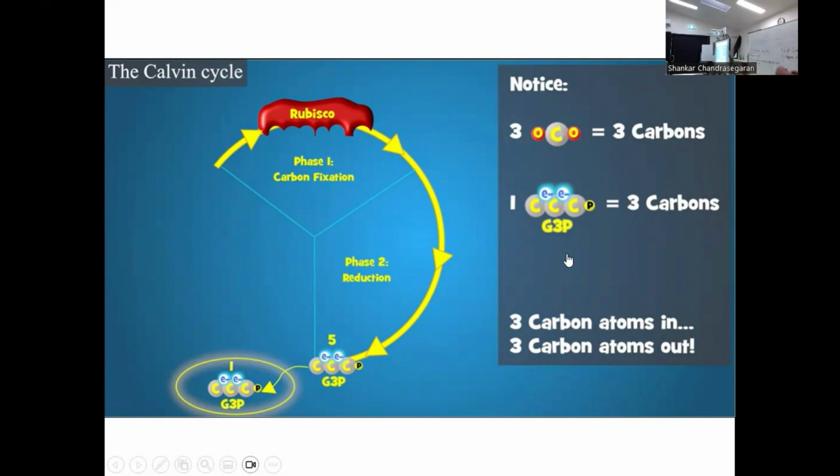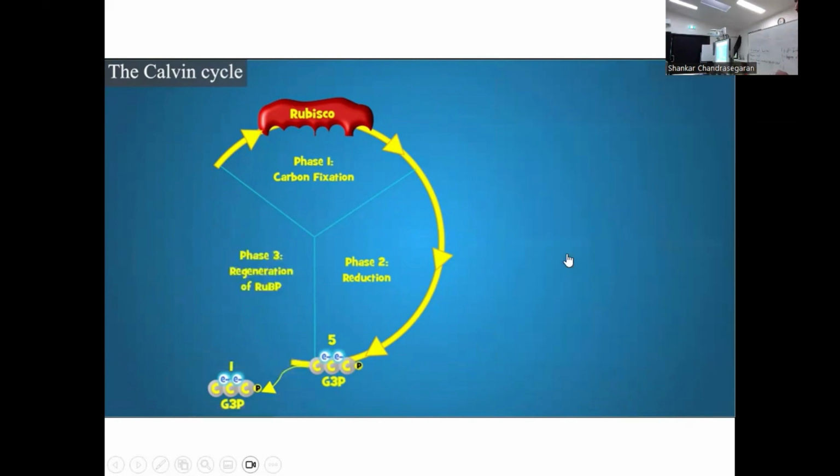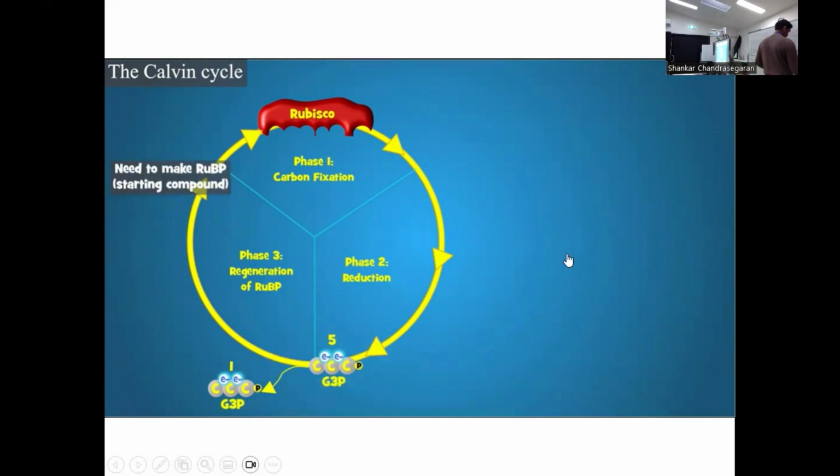Makes sense, right? Phase 3, regeneration. Notice in our model that only 1 G3P is removed from the cycle, but 5 more remain. These 5 G3P molecules get converted back to our starting compound, RuBP. Remember, the Calvin cycle is a cycle, so we need to make our starting compound again to keep the cycle going.